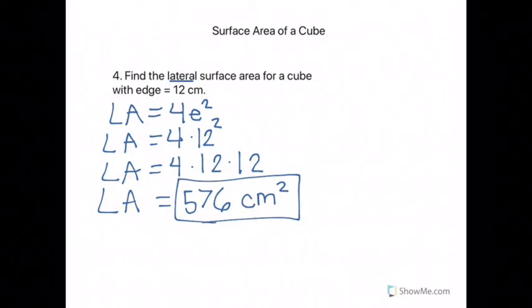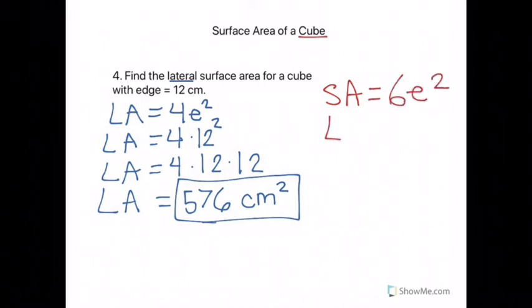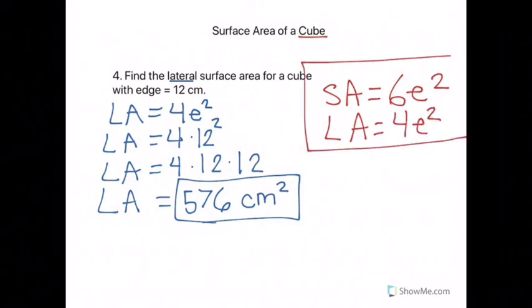So again, your two formulas, just to recap, for a cube, the surface area is 6 times e squared. And if it asks you to find the lateral surface area, that equals 4 times e squared because it just doesn't include the top and bottom of your cube.